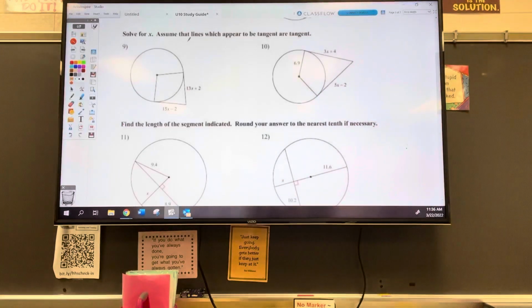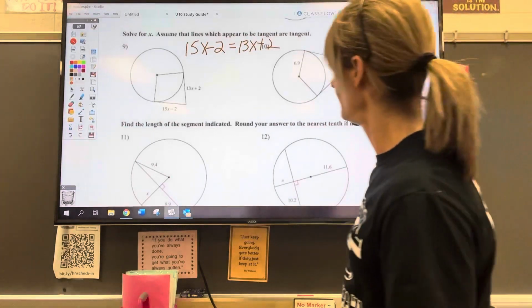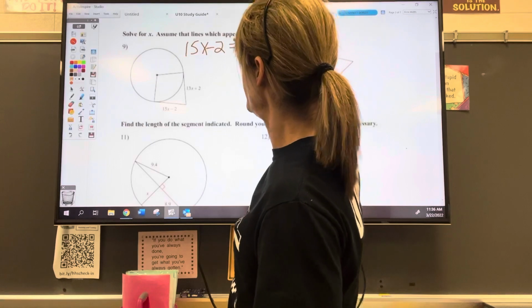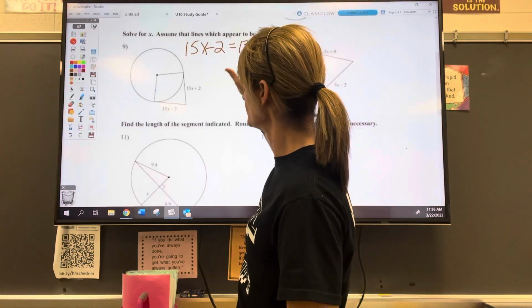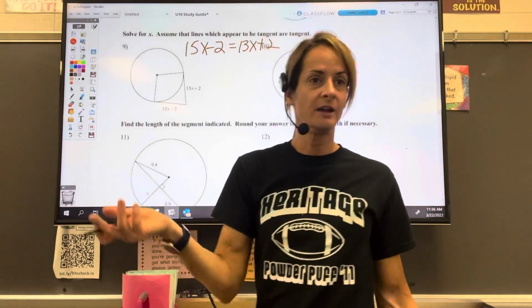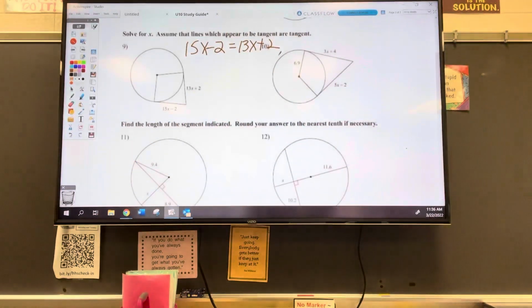So we've got 15x minus 2 equals 13x plus 2. Solve for x. I'm not going to solve for that because I think you guys can do that. The question says solve for x. All you have to remember to do for the ice cream cone problems is just set them equal and solve for x. And once you have x, you're done because it's just asking for x. I love it. You don't have to do anything with the x.